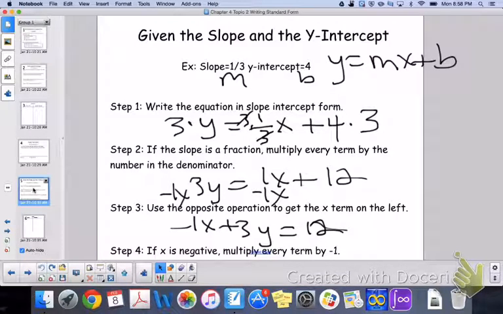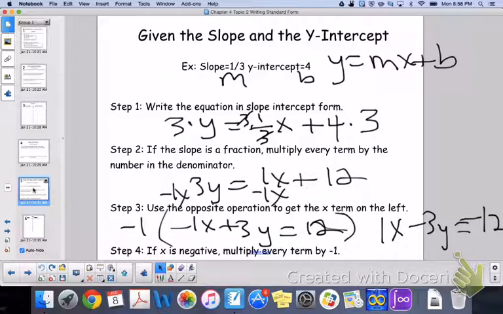And then if x is negative, multiply every term by negative 1. So everything by negative 1, distribute it through. We get a positive 1x, or just x if you want, minus 3y equals negative 12. And that's it. That's all for this topic. So go ahead, complete the last Your Tries on the next slide, and we'll see you tomorrow.